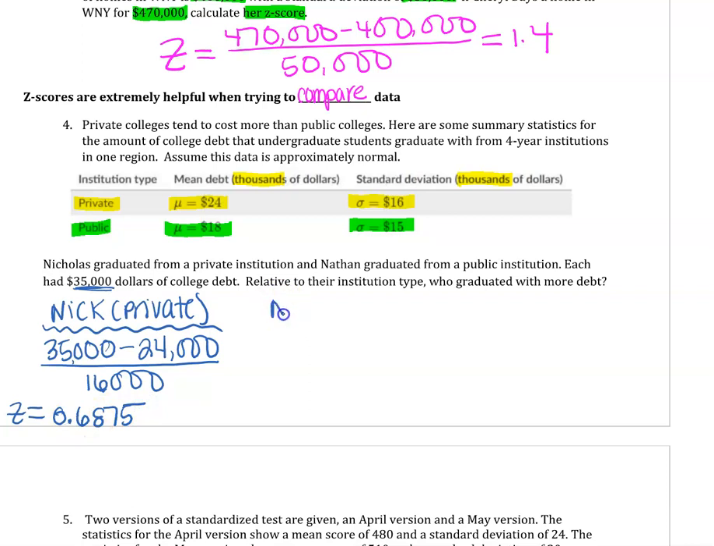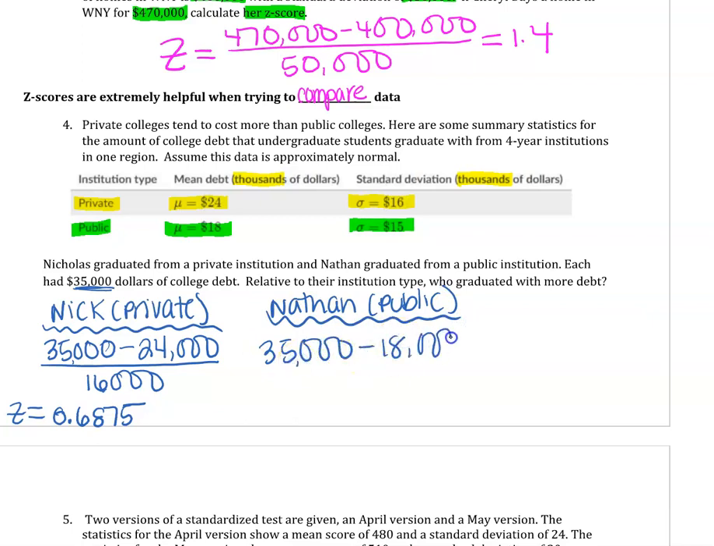And then we'll do the same thing with Nathan, who went to a public college. All right, so again, he also has $35,000 in debt. That's a difference from 18,000 divided by our standard deviation of 15,000. Okay, so his z-score should be 1.13 repeating.